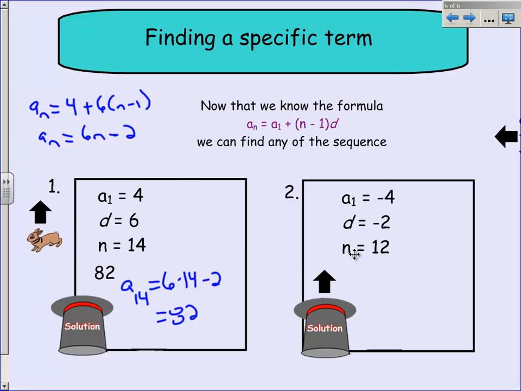That's what you're going to be doing tomorrow: finding the general term formula, and then sometimes finding specific terms in the sequence, or the first 5 or whatever. So a sub 1 and d are important. Find your equation, and then you can do anything with it.